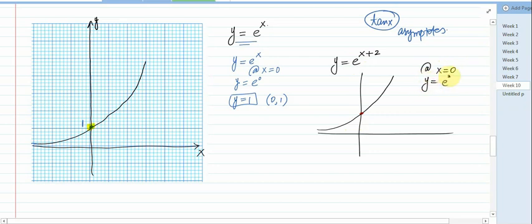You can find the value of e to the power 2 by using your calculator. It's approximately 7.3, 7.4, whatever the value is. So that point will always be the y-intercept.